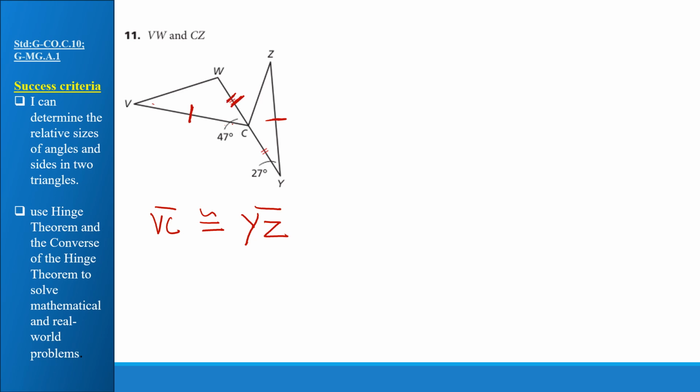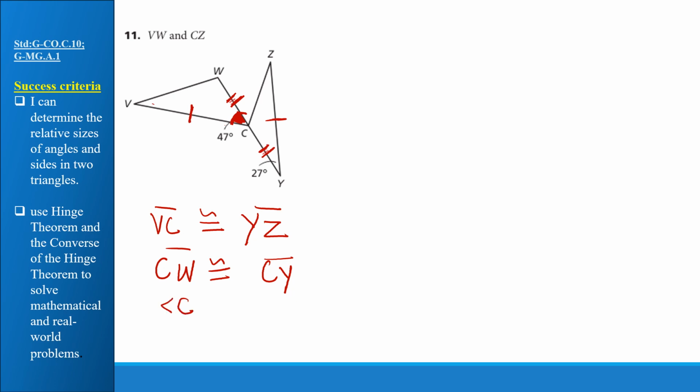The other side has the two dashes. It means CW is congruent to the other two-dash side, CY. So these are the congruent sides. Now let's check where the included angle is. The angle between the two sides is called the included angle. So here, angle C is the included angle.